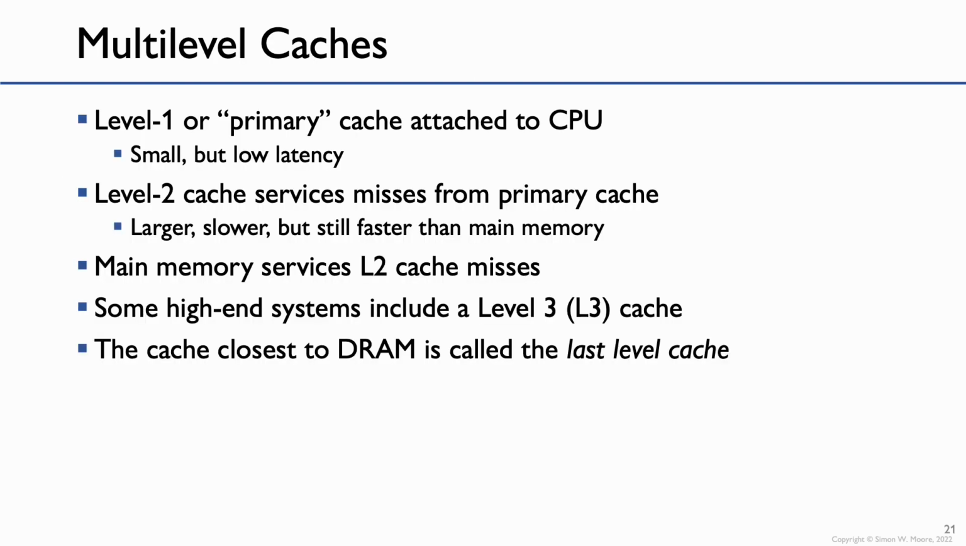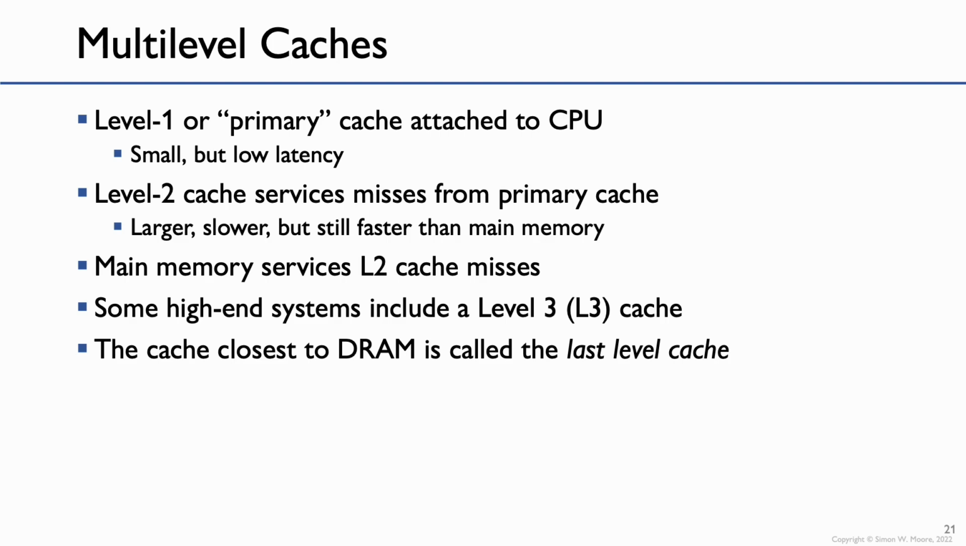So at the end of the day, we end up having multiple levels of cache. We've usually got an L1 or a primary cache that's attached to the CPU. It's small, but it's very low latency. In fact, the L1 caches are often such an integral part of the CPU that they're often designed closely together. Then you've usually got an L2 cache, and that services misses from the L1 cache. It's larger and a bit slower, though it may still have the same bandwidth, but it's still an awful lot faster than main memory.